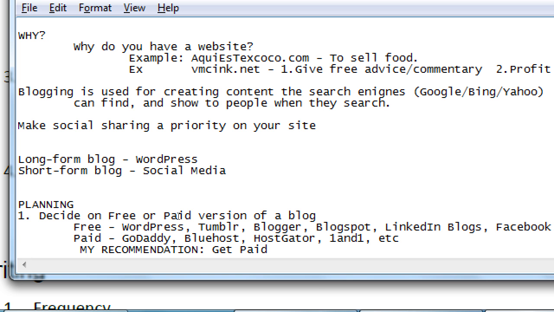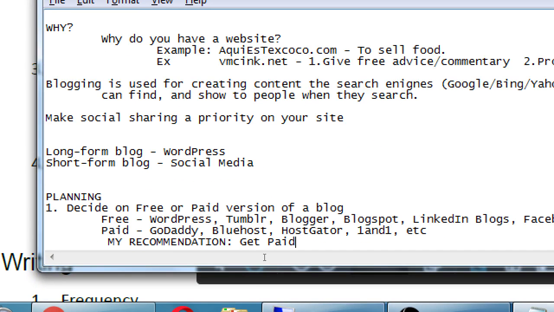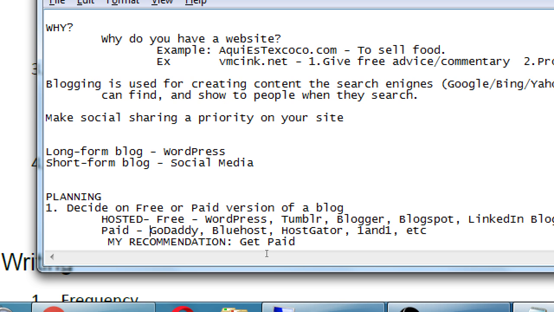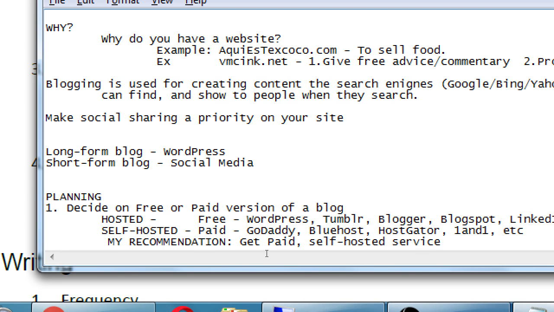My recommendation? Get paid, well, I'm calling them here, hosted, self-hosted. Hosted is the free one. Someone else will host it for you. Self-hosted is you are paying for it. You are hosting it, basically. My recommendation, get paid, self-hosted service. That is more complex, but in the long term, you get more out of it. If you take the WordPress class, we go into much more detail about everything that you get.